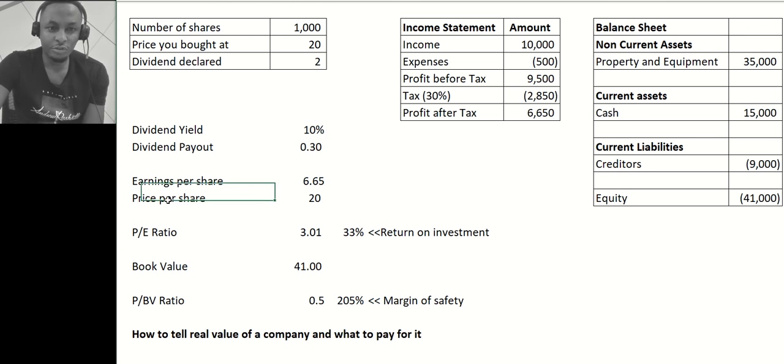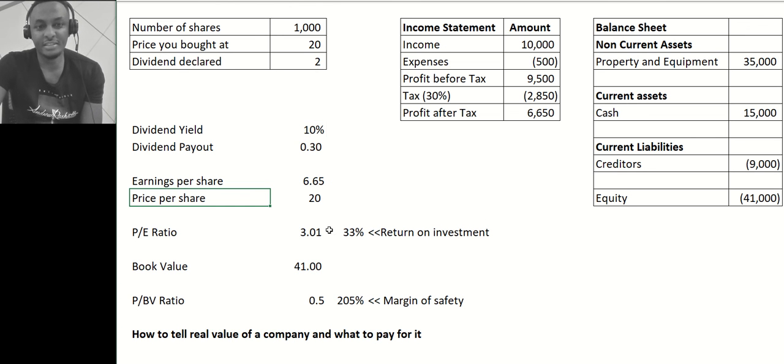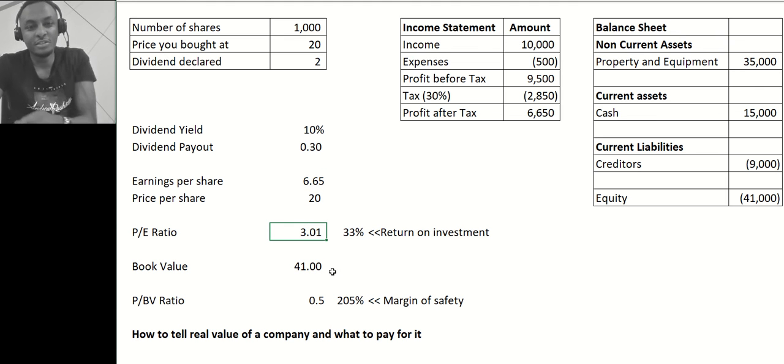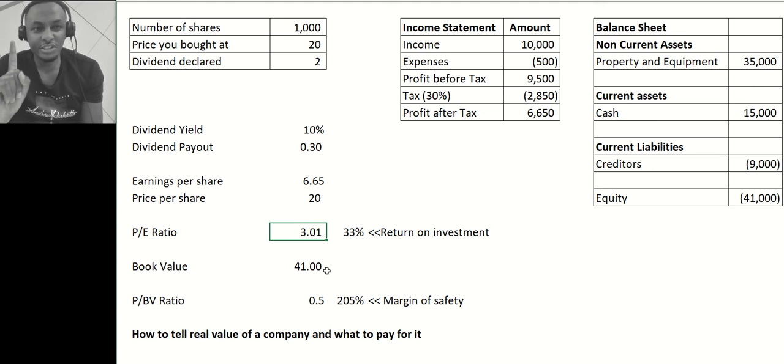The other thing you need to know is obviously your price per share. This is the price that you bought the share for. The next thing that I find very important when analyzing stocks is the price to earnings ratio, or PE ratio. This is exactly the way you read it out, price to earnings. If you follow this formula here, it takes your earnings per share divided by the price per share. What this does is tell you, for every 1 shilling you spend buying this share, how much you are getting back in terms of earnings.